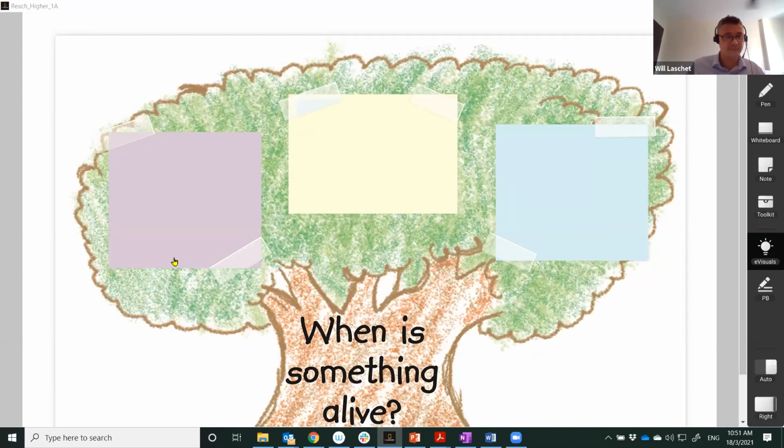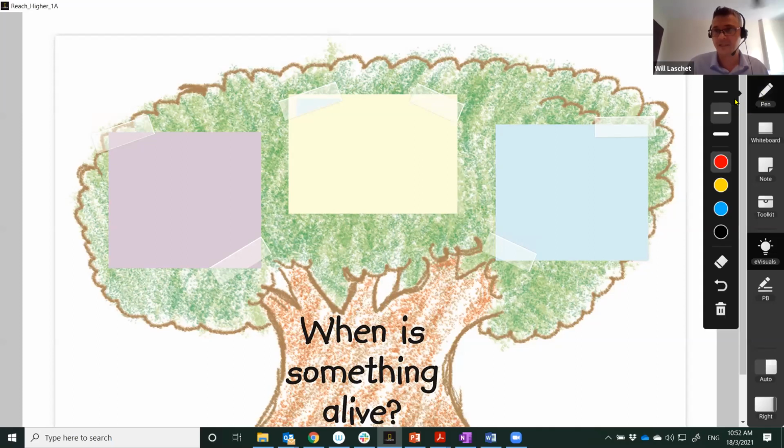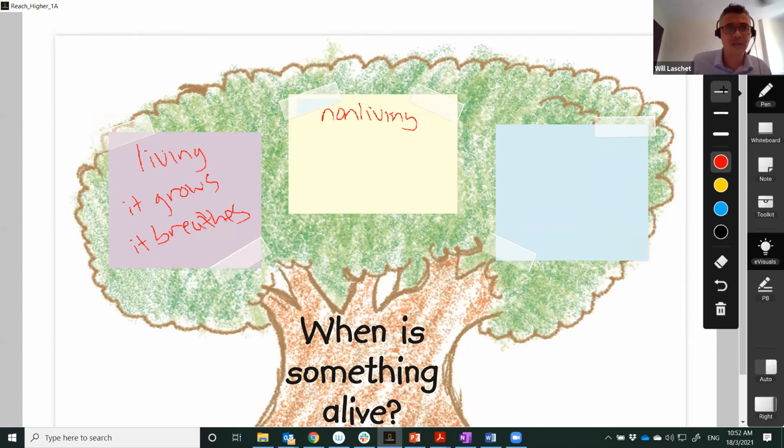Okay, so Armina's given me some ideas. So for living, let's just share a couple of your ideas. So we can have living: it grows, it breathes. Now maybe here non-living. Can you give me any ideas for non-living? What can we put for non-living here? So we can say the opposite, right? The opposite: doesn't grow, doesn't breathe.